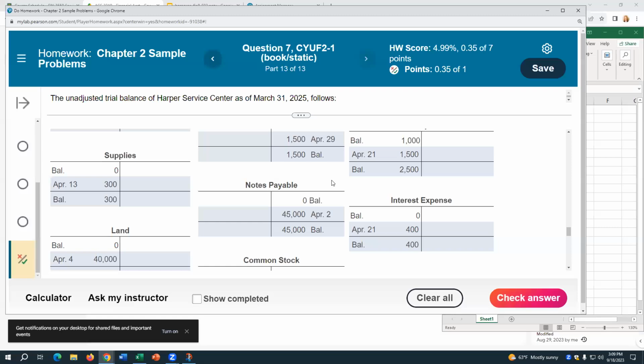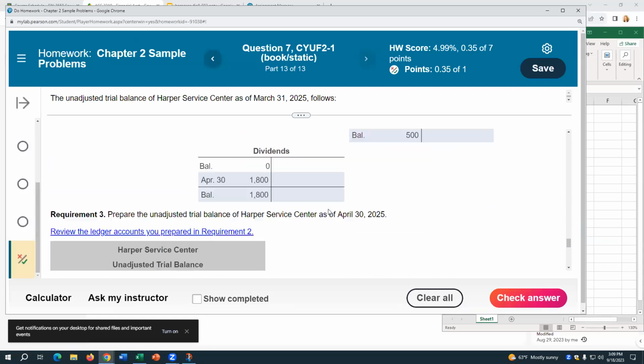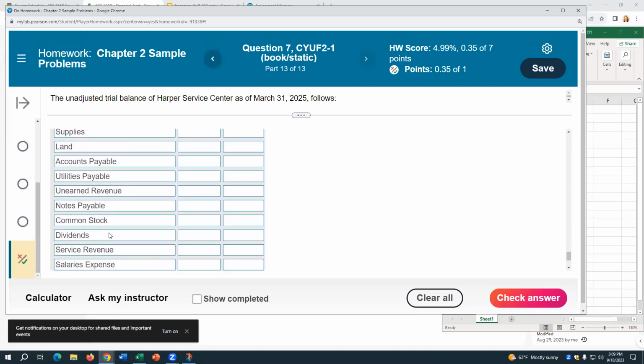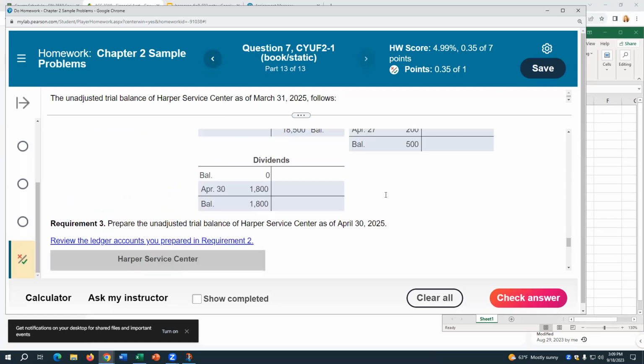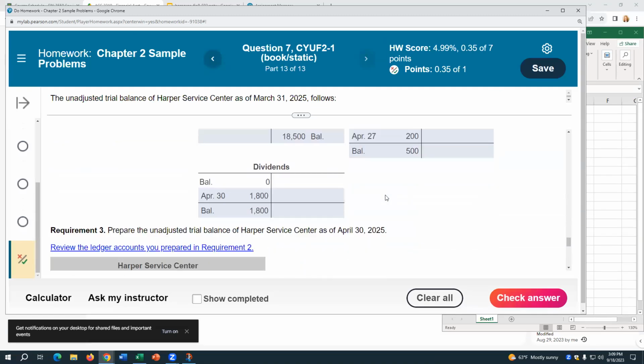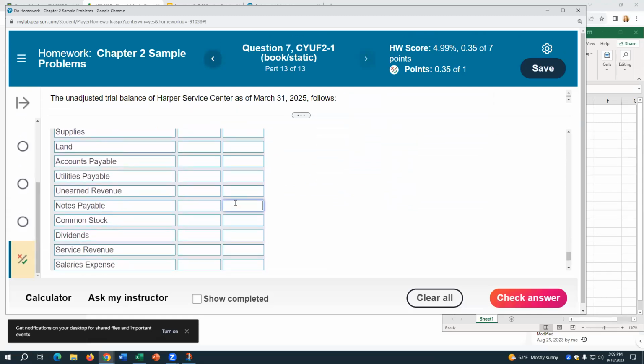Because we had the accounts, we put all of them in at the bottom, so we already have them in this order. I'm just going down the list. So make sure the notes payable one goes on the notes payable line, etc. For notes payable, we had 45,000 up above, so we would plug in 45,000 down here on the credit side because that's a liability.